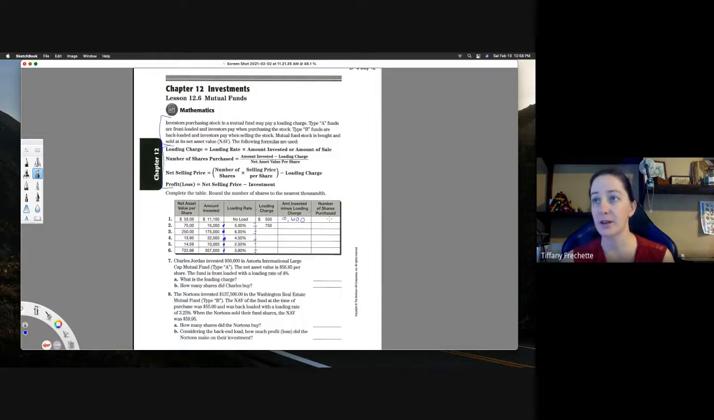And then number of shares purchased. Remember, number of shares purchased is the amount invested minus the loading charge. They actually had you do that calculation already, the top part of the fraction there. And then you're just going to divide this number by the net asset value per share. Remember, they gave us that net asset value per share. So I'm going to divide 10,600 by $53, and I get 200 when I complete that division. All right, so not super complicated calculations in here, but definitely a few of them where you have to pay attention to what you're doing there.